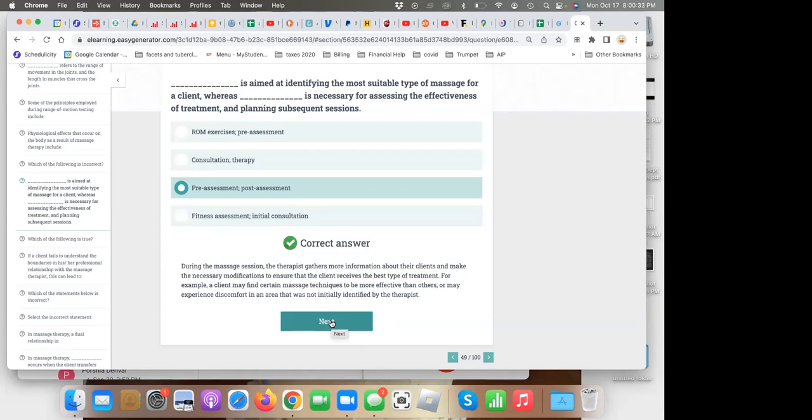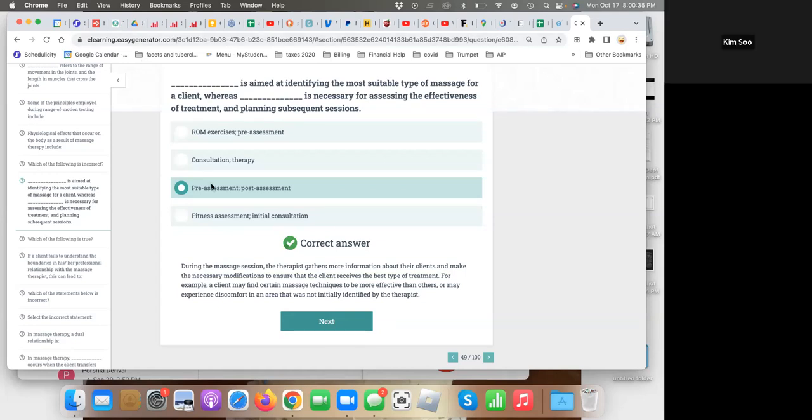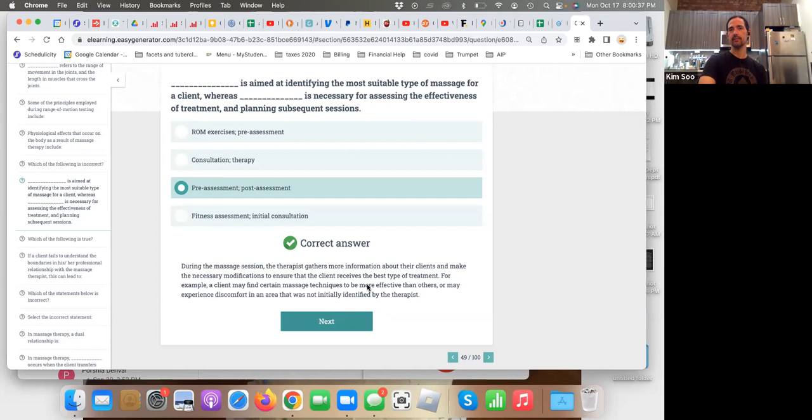Sometimes read through it 4 times. These ones where they give you a very long sentence like this, unfortunately, you got to read through the whole thing. It helps to repeat it. And the fill in the blank too is tricky.